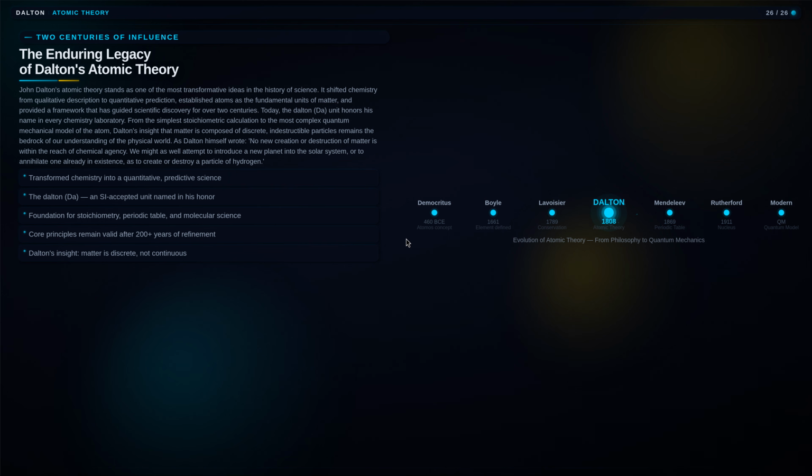Today, the Dalton unit honors his name in every chemistry laboratory. From the simplest stoichiometric calculation to the most complex quantum mechanical model of the atom, Dalton's insight that matter is composed of discrete, indestructible particles remains the bedrock of our understanding of the physical world.